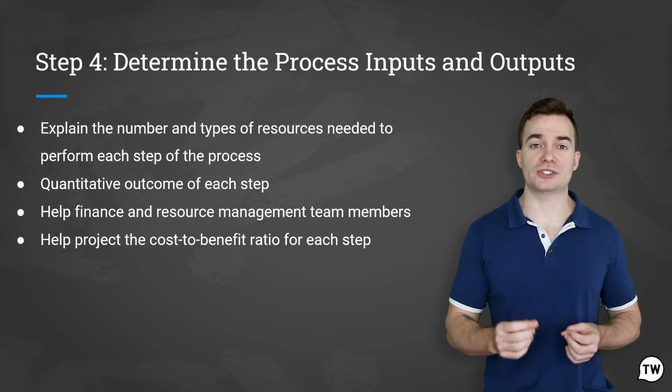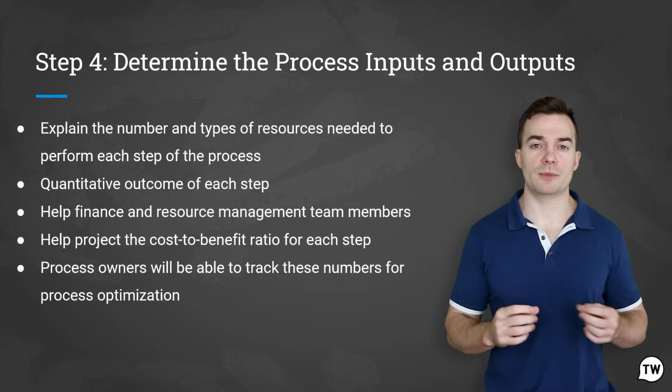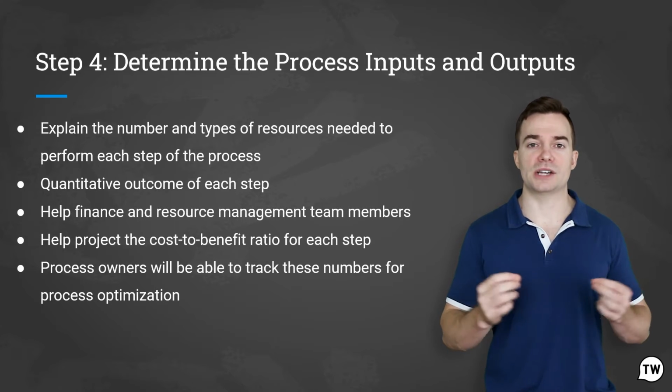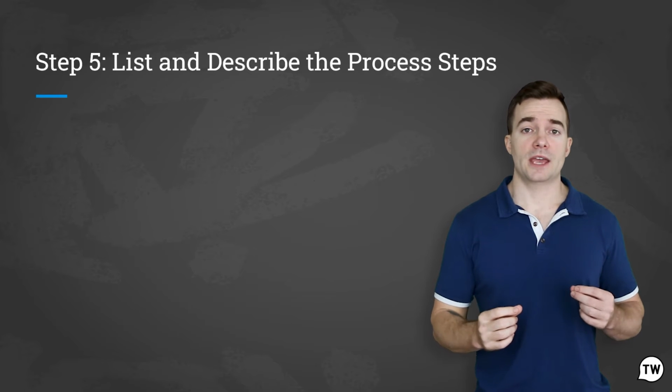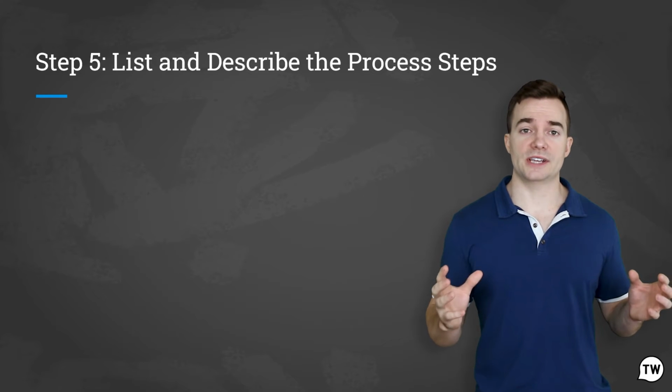In the long run, especially process owners and company leadership will be able to track these numbers for current process optimization and make smarter process decisions. Now let's go ahead and dive into the fifth step here, and this is to list and describe the process steps.